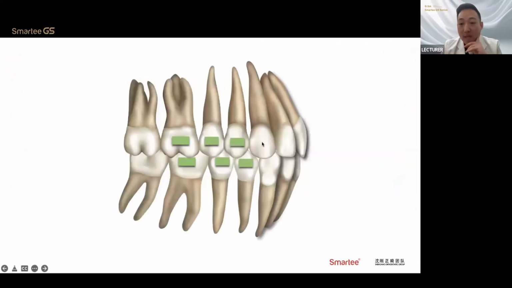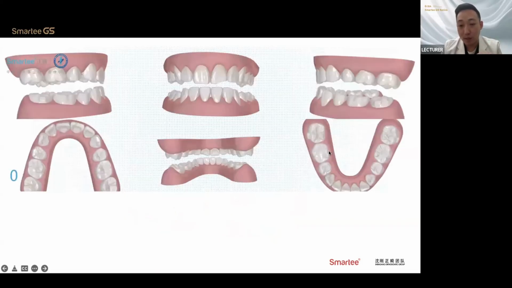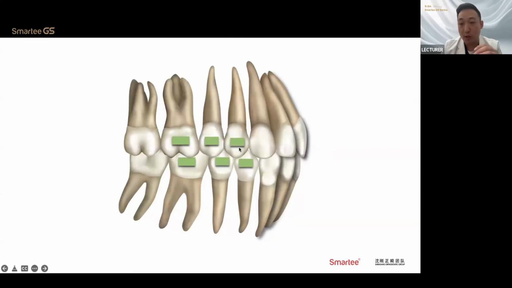Let's talk about it. This is an example when we do a conventional clear appliance, I mean not with S8 SGTB, just some other kind of clear appliance. When we want to do intrusion of anterior teeth, we often put a horizontal rectangular attachment on the premolars and the molars, and this attachment will give us the anchorage to intrude the incisors.